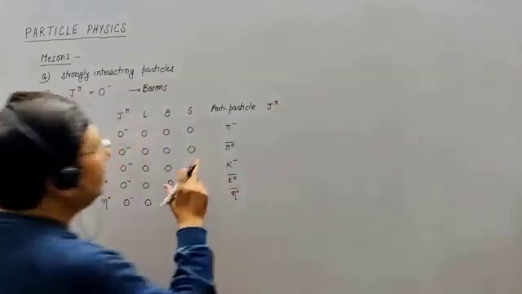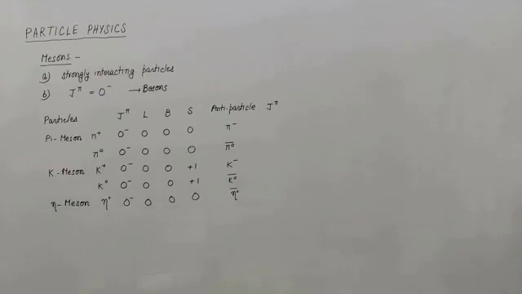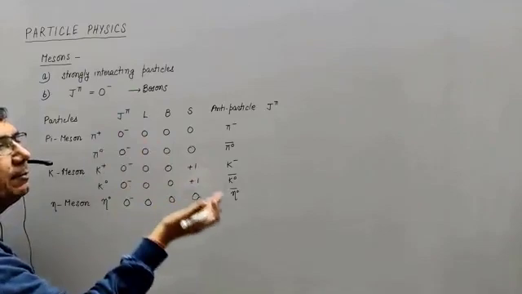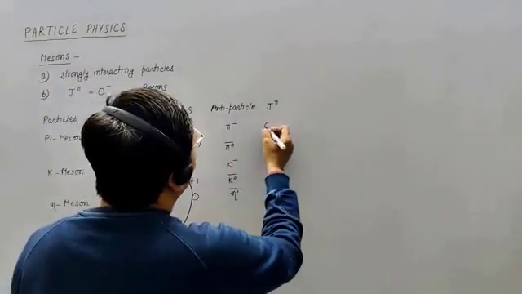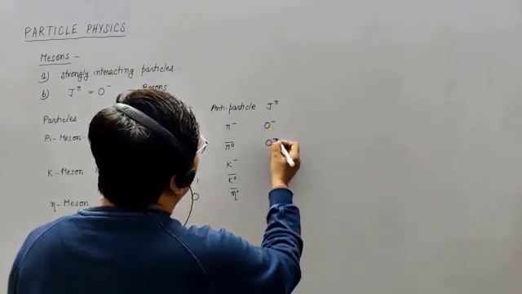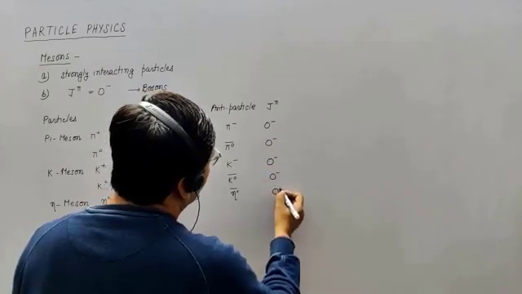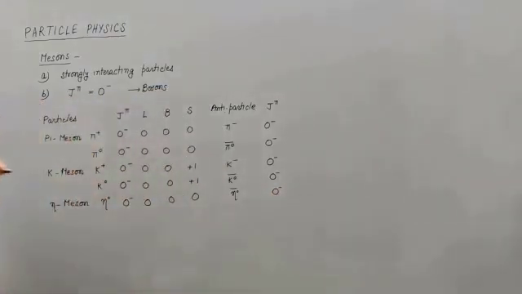if you want to write it down, these are mesons. For mesons, in the case of antiparticles, the parity is minus here, so it will remain minus. Parity is not going to change. This will be 0 minus, 0 minus, 0 minus. So parity is not going to change in this case.